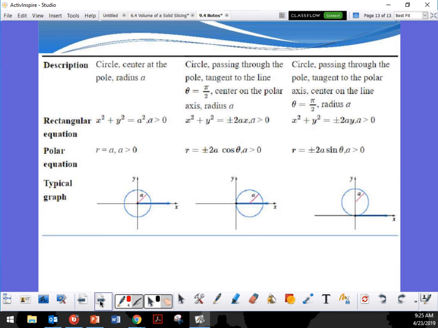Okay, and here's some more. My circles. And I think that's it.